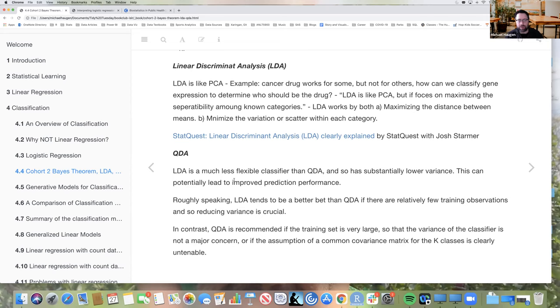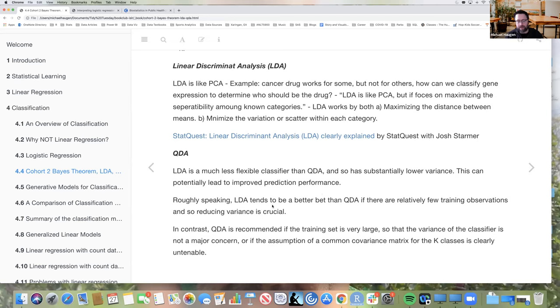LDA is a much less flexible classifier than QDA, and so has substantially lower variance. This can potentially lead to improved prediction performance. So here we're back to one of our foundational topics in the book: bias and variance and flexibility.